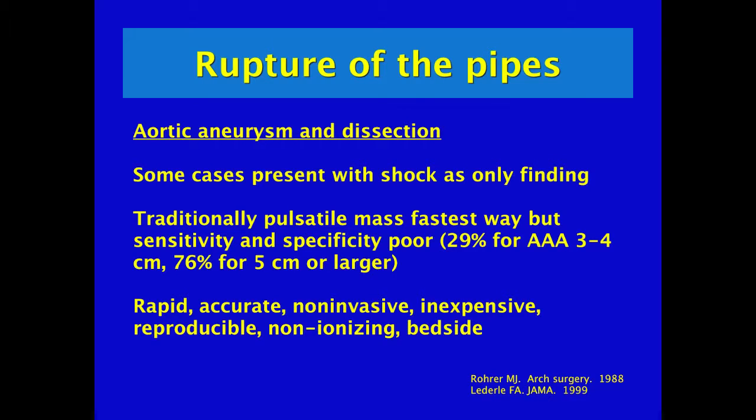So let's talk a little bit about aortic aneurysm and dissections. Some cases present with shock as the only finding. Traditionally, we talk about pulsatile mass as the fastest way, but the sensitivity and specificity for these are poor. Ultrasound provides a rapid, accurate, non-invasive, inexpensive, and reproducible way to identify aortic aneurysms.